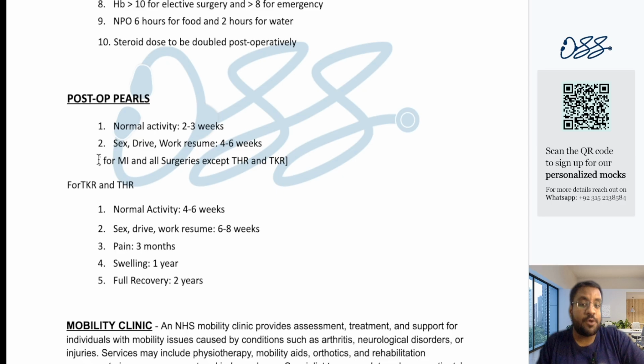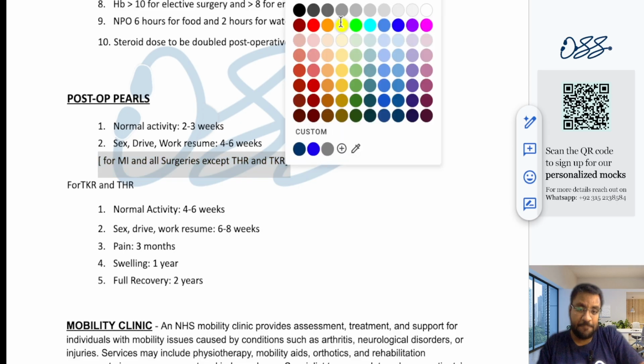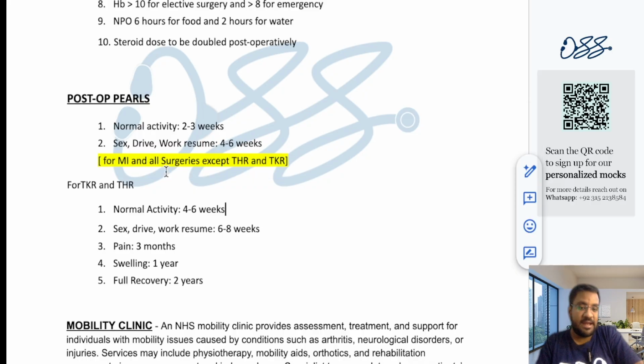And this is for all surgeries and for MI as well. I've mentioned it because the patient of myocardial infarction, even though it's not a surgical case, often asks, doctor, when can we begin having sex, when can we drive, when can we resume our work. So you can use this same piece of information for the MI patients as well. But since we are doing surgery right now, just keep in mind that normal activities can be resumed in 2 to 3 weeks time, and the sex, driving, and work can be resumed in 4 to 6 weeks.